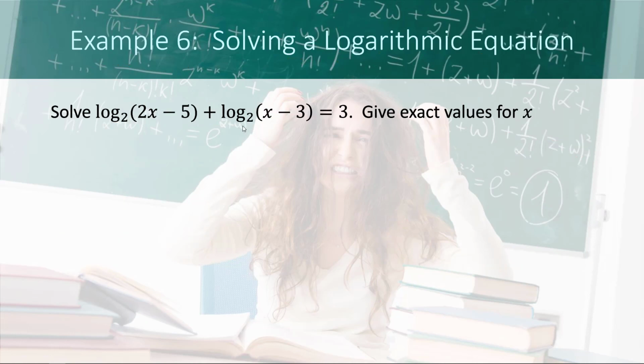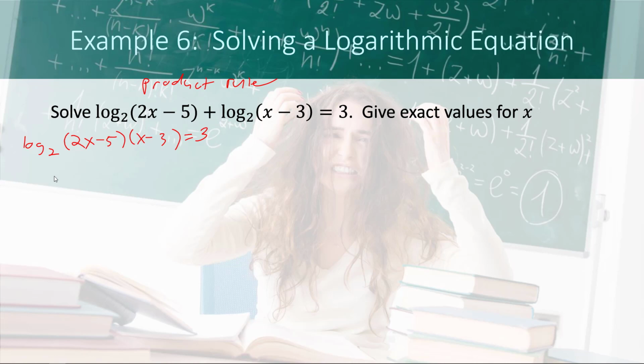Okay, for here we have the log base 2 of 2x minus 5 plus the log base 2 of x minus 3 is equal to 3. Once again, we can take advantage of the product rule. This says that the log base 2 of 2x minus 5 plus the log base 2 of x minus 3 can be written as the log base 2 of the product of 2x minus 5 times x minus 3, and that will be equal to 3.